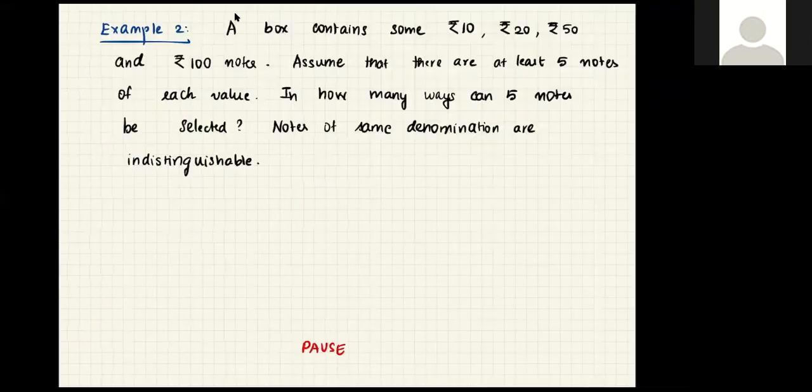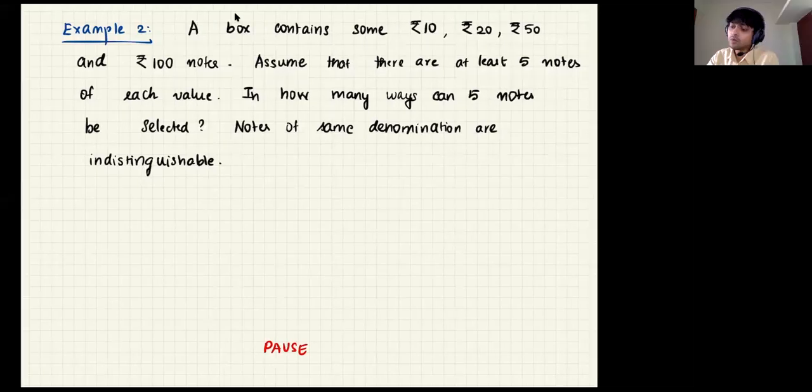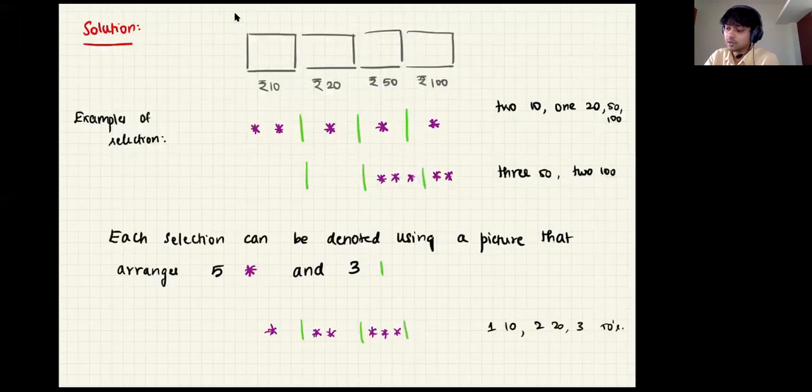So here the question says that the notes of the same denomination are indistinguishable, but the notes of different denominations are distinguishable, right? Yes. Then how can we assign the same color of stars to different notes of different denominations? No, but why is the color of the star not important? See, this is just saying that I am picking two notes of denomination 10, one note of denomination 20, one of denomination 50, and it's just the number of stars that matter.